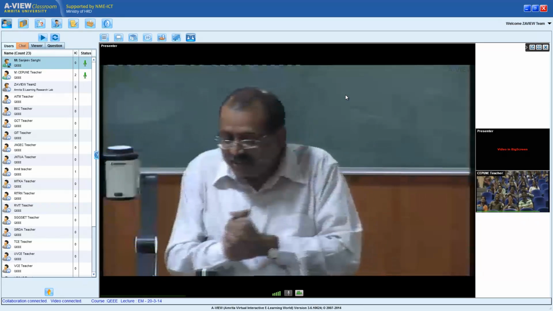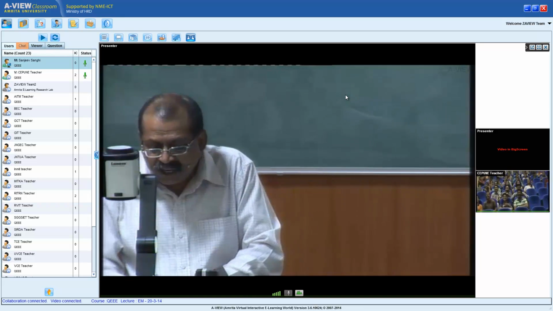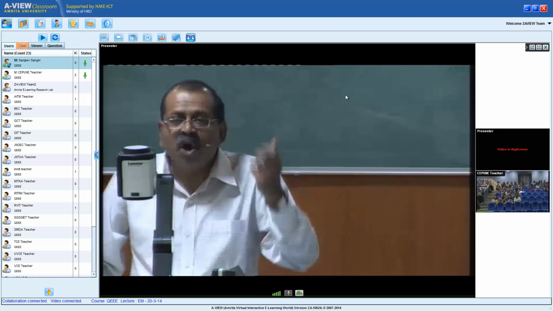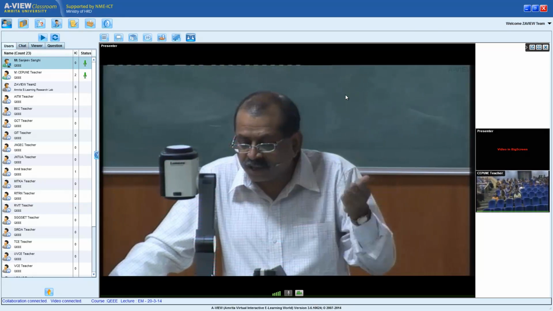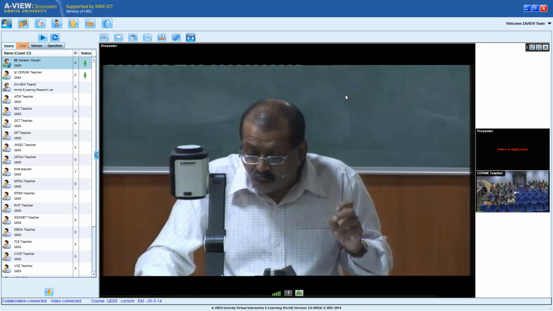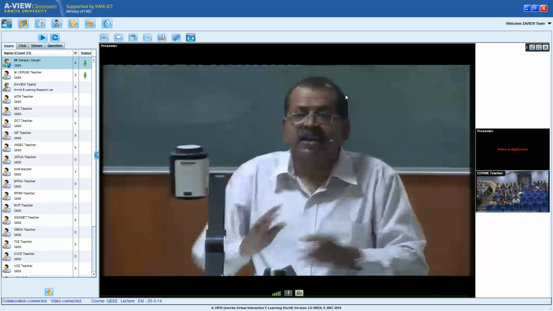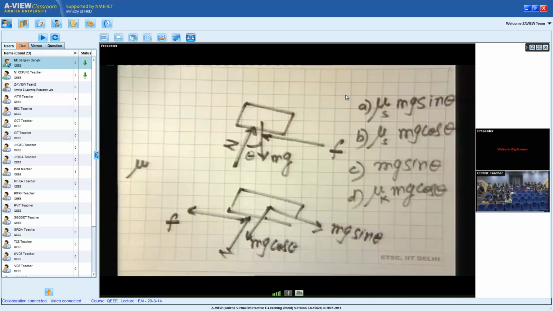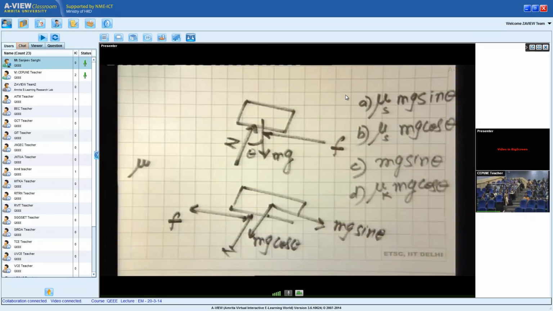Okay. And the reason for that is, see here the block is just lying. It is in a state of rest. We do not know whether it is a limiting case or not. If it is a case of limiting motion, then both B and C will be correct. If it is just about to slip, then both B and C will be correct, and there we will get the relation mu s is equal to tan theta. So C is always the correct answer.